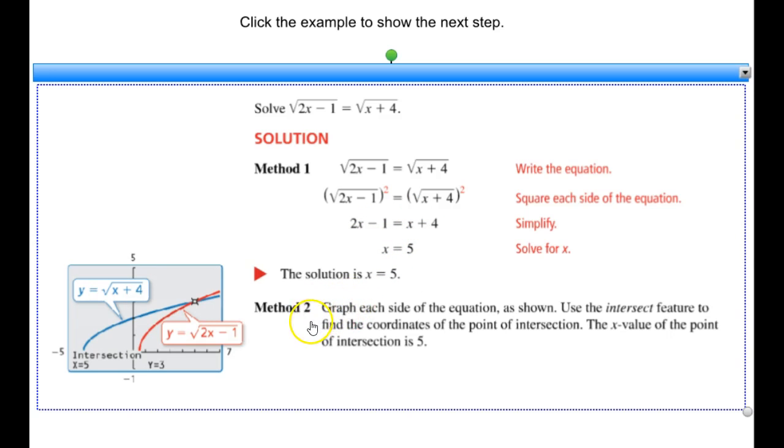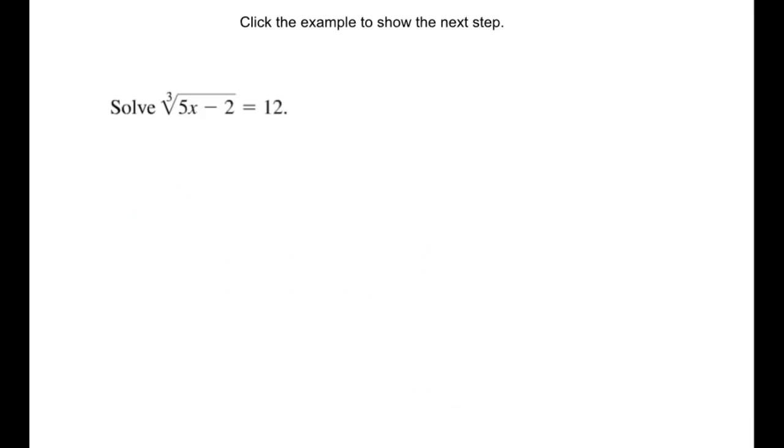The second thing I can do is graph each equation. I can graph the square root of 2x minus 1, and I can graph the square root of x plus 4, and I can see where they meet. I can either use the intersect feature in my graphing calculator, or if I'm using Desmos, I can just click on it and it will show me that the intersection is at x equals 5. So I get the same solution no matter which way I do it.